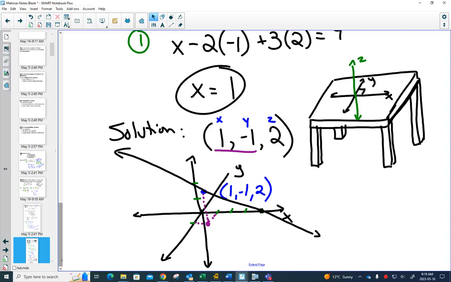You're drawing them? Yeah, I'm trying. Mm-hmm. Is that in decimals? No, this one is just one of them. Okay.